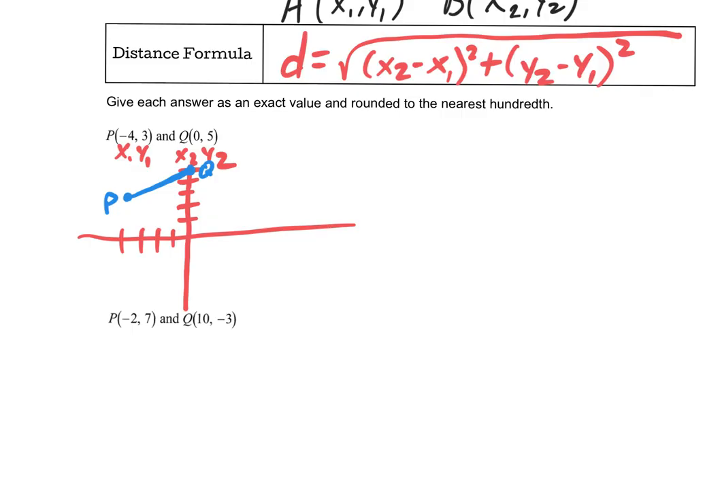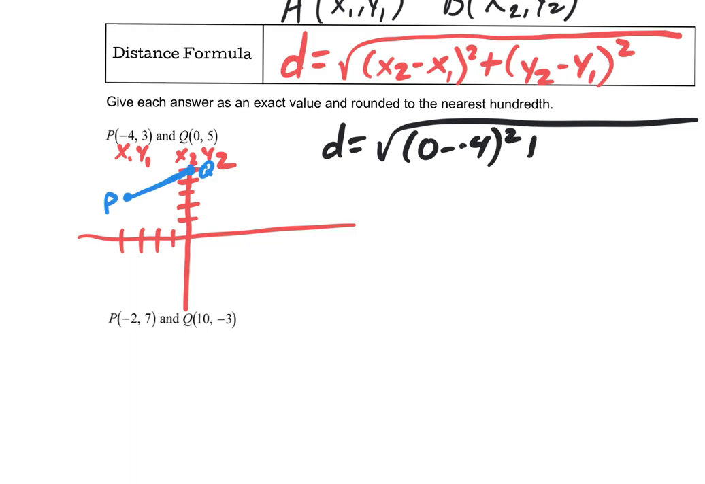All right, so here we're going to go. D equals big square root sign. Okay, x2 minus x1. Well, we labeled our 4 points here. x1, y1, x2, y2. So we're going to go 0 minus -4, squared. And then we're going to go y2 minus y1. So we're going to go 5 minus 3 squared.